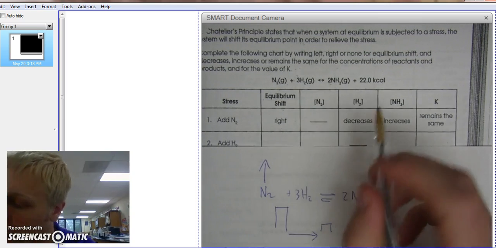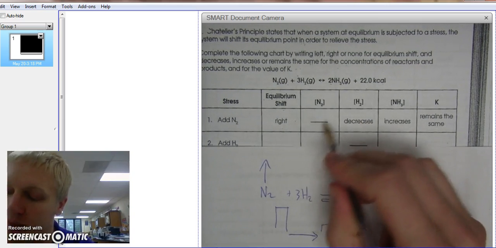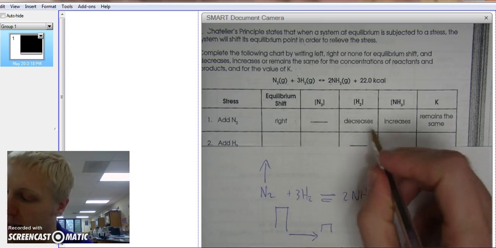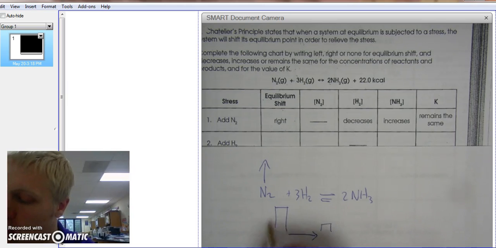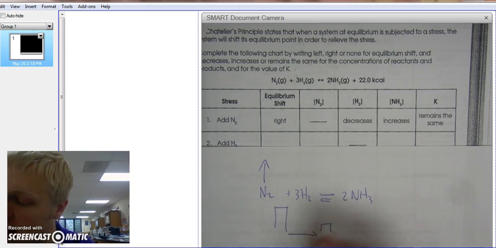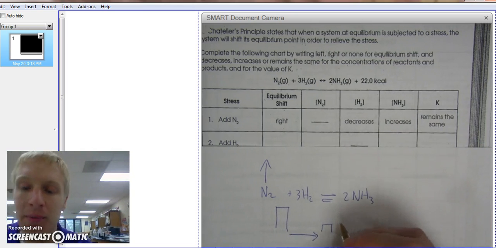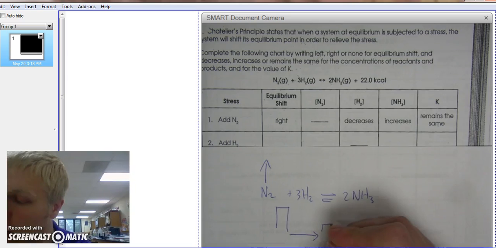Alright, so the stress is being added to N2, so we omit that, but H2 is going to decrease because more of these reactants are going to react to form product, therefore H2 decreases, and NH3 is going to increase because more products are going to be formed.